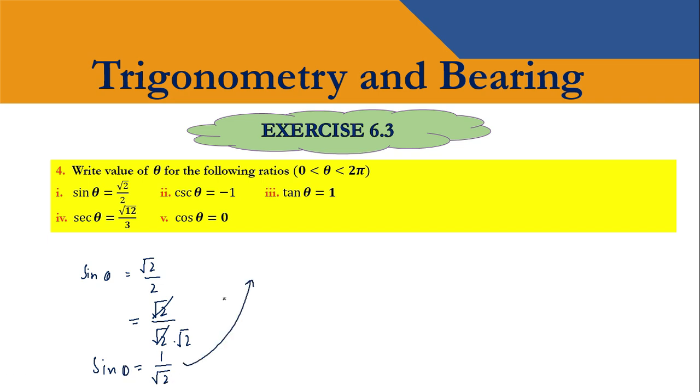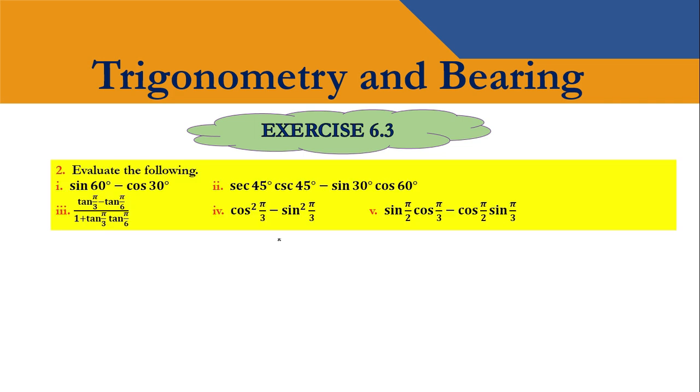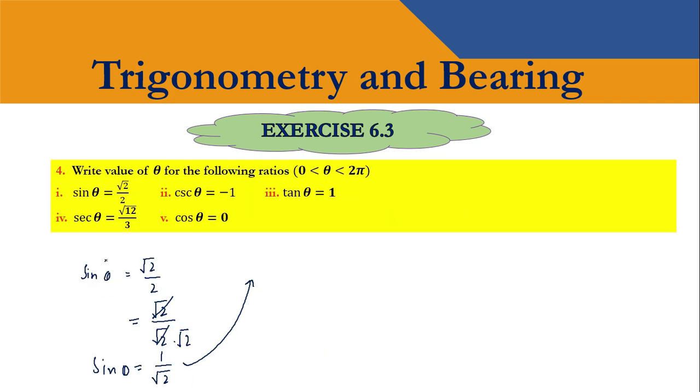We will see the table. In the table, I will show you here. Look, in the table, 1 divided by under root 2 for sine theta is when the angle is 45 degrees. So when the angle is 45 degrees, the value of sine theta is equals to 1 over under root 2. It means our angle is 45 degrees. So with the help of the table we can write theta is equals to 45 degrees.